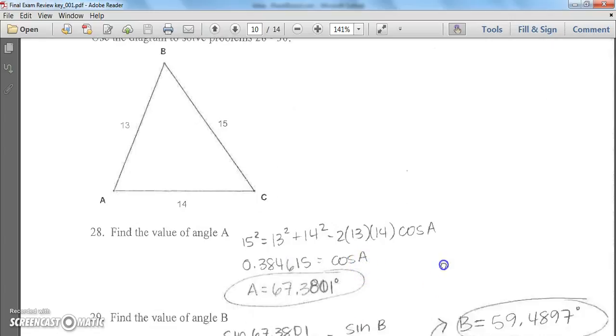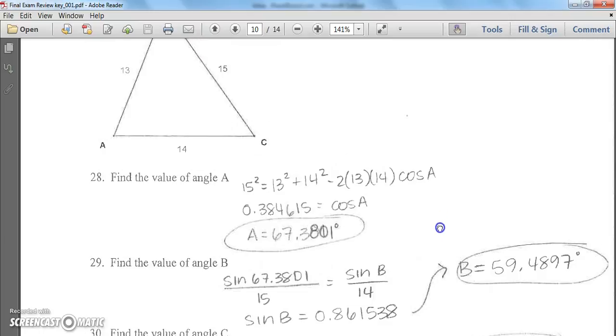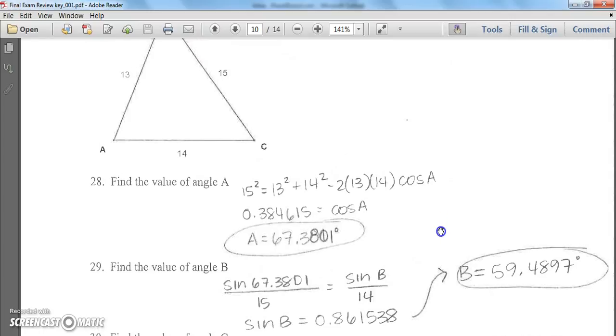Okay, so I know angle A. Find the value of angle B. Well, you can do it a couple different ways. One, you can go, listen, I know what angle A is now. I know side A. I can use law of sines. So, I use sine of angle A over side A, which is 15, equals sine of angle B, which I don't know, over 14. And then inverse sine for that.